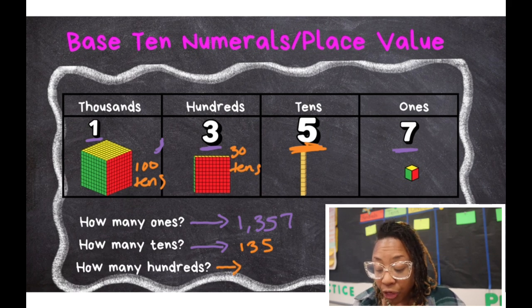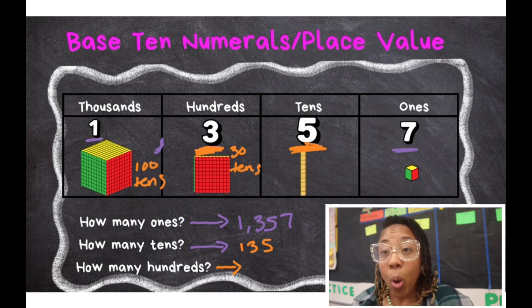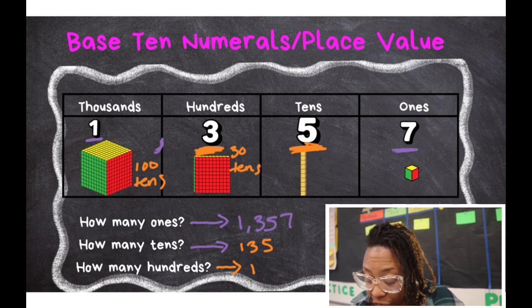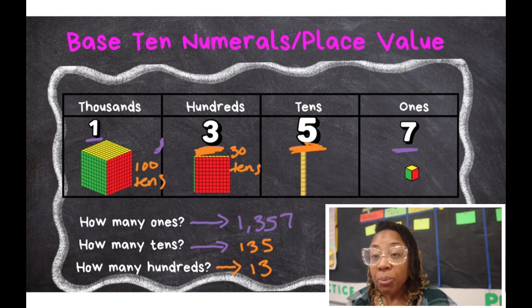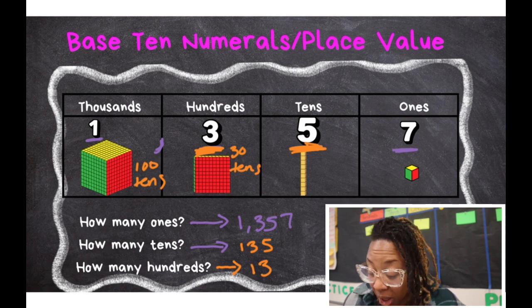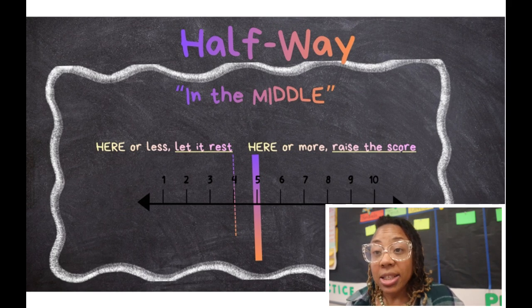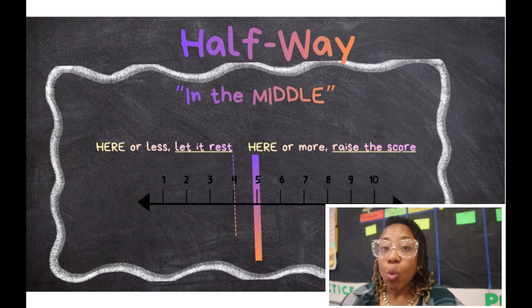Lastly, we have the 100. So same thing. The 3 sits in the 100 spot. However, 1,000 is also represented by having 10 100s. So there are 13 hundreds. This information is going to be vital as we are trying to find benchmark numbers for our plotting points for today. So our next slide is the halfway. So the 5 or more, raise the score, 4 or less, let it rest. We are going to look exactly what that means and how that represents going up or rounding down.